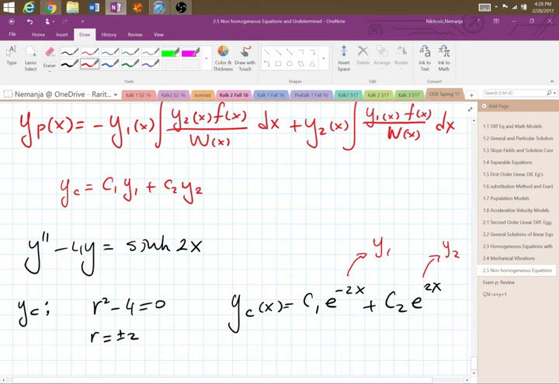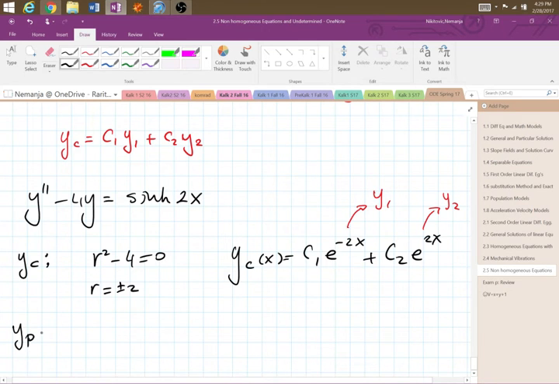So now in order for us to construct the yp, I have to create a Wronskian with these, work out the Wronskian because that also goes into the mix, and then just plug everything in and integrate and be done. So let's go create the Wronskian. Now we're working on the yp part, and the way we do this is we create the Wronskian first. So we have e to the negative 2x, e to the 2x, then the derivative of this, negative 2e to the negative 2x, and then 2e to the 2x.